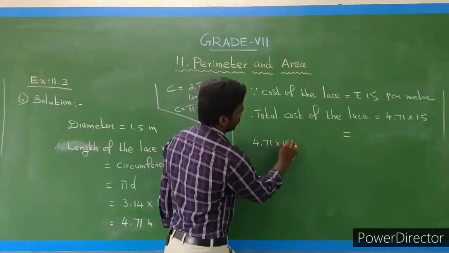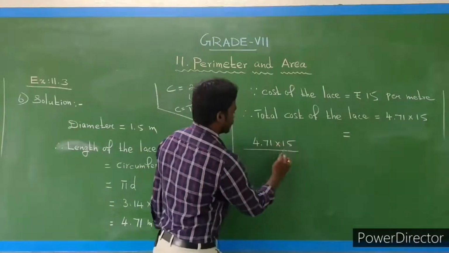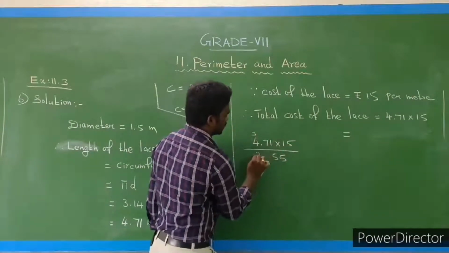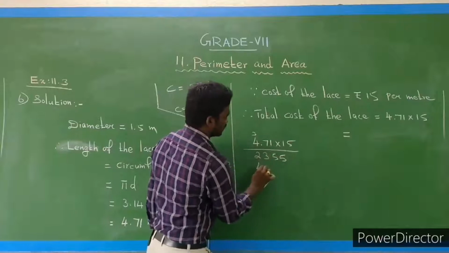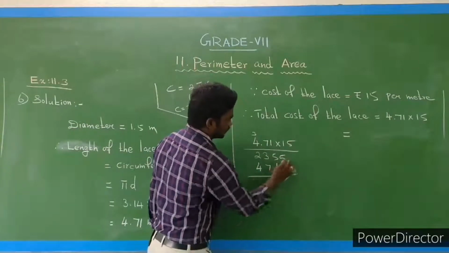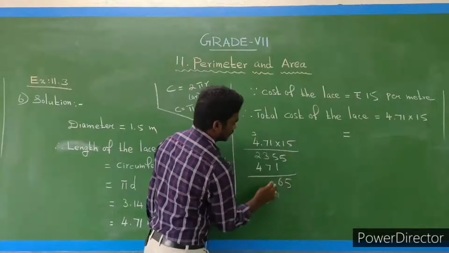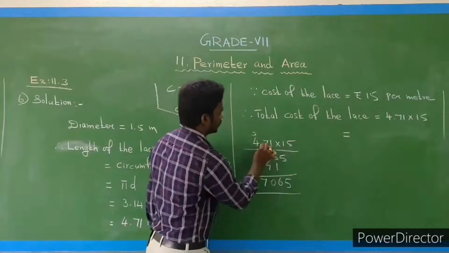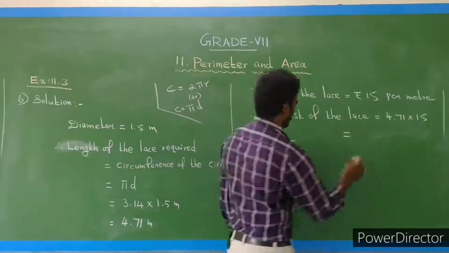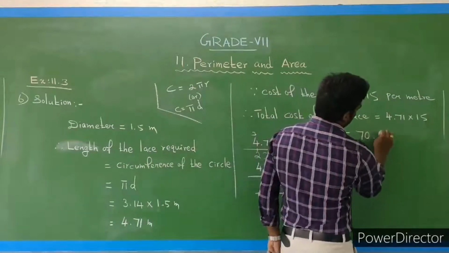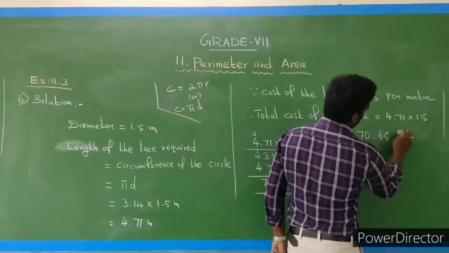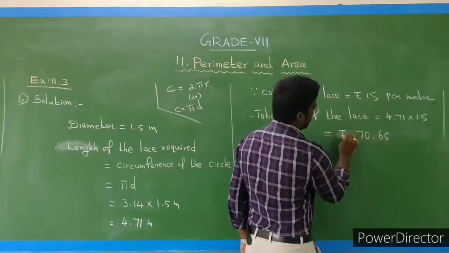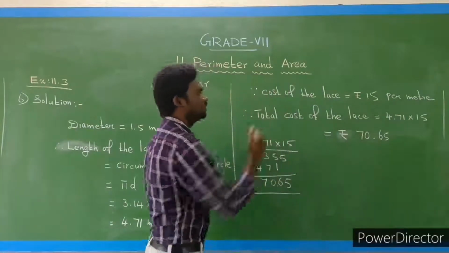4.71 multiplied by 15. We have 1 5s are 5 and 7 5s are 35, remaining 3. 4 5s are 20 plus 3, what is that? 23. Next 4 7 1, so we can add 5 6 0, remaining 1, what is that? 7. So we can move 2 digits from the right side. What is the value? 70.65, which is equal to rupees 70.65 is the cost of the lace.